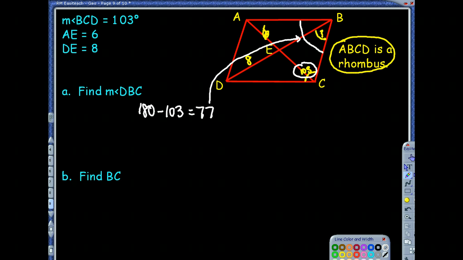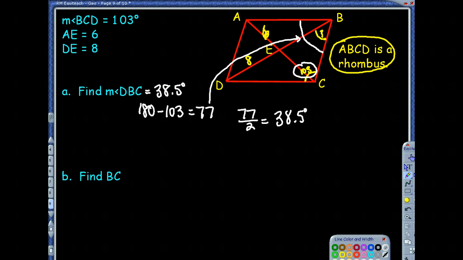The diagonals bisect each other, but they also bisect the opposite angles. It bisects that angle, which means I take 77 and cut it in half, and I get 38.5 degrees for that angle. So the measure of angle DBC is 38.5.